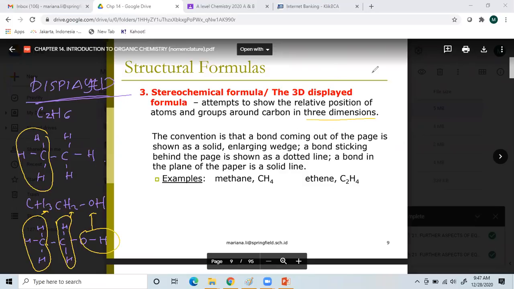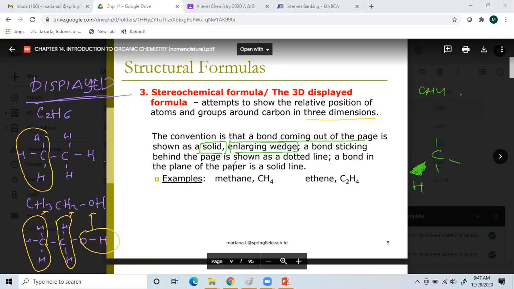So it is very important for us to understand that all four bonds in carbon should be displayed with different signs. You can see that the bond coming out of the page is shown as a solid enlarging wedge. So it should be like this. So for example, if you want to draw methane, CH4.